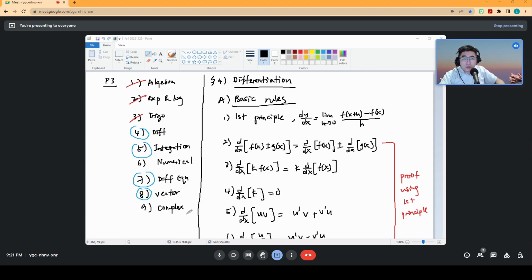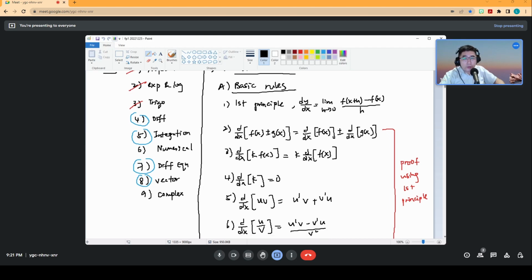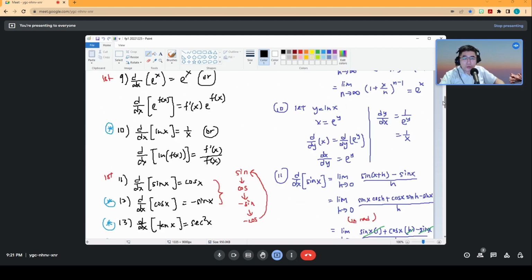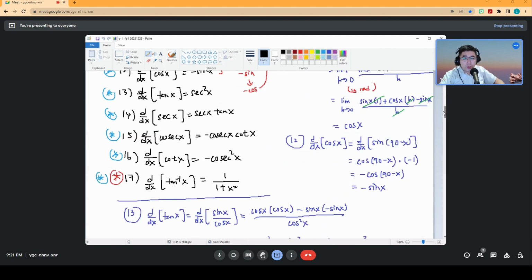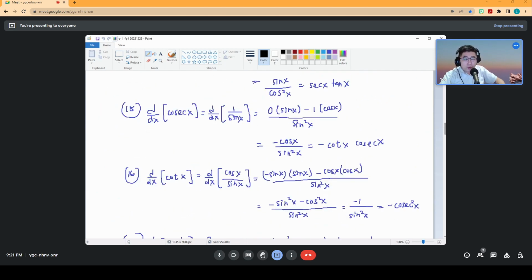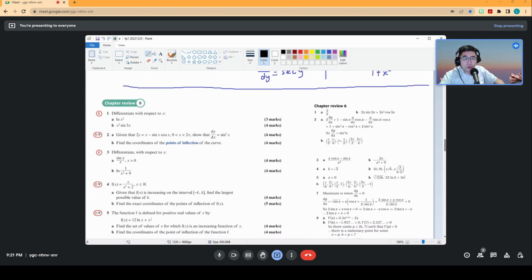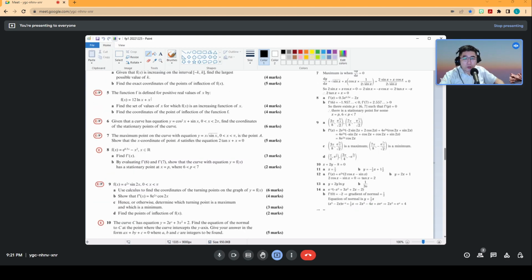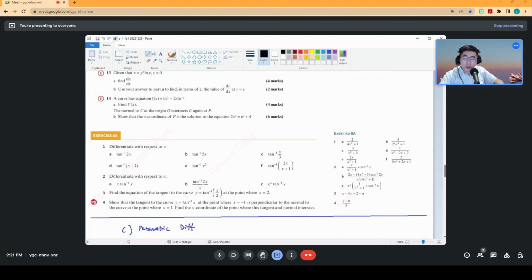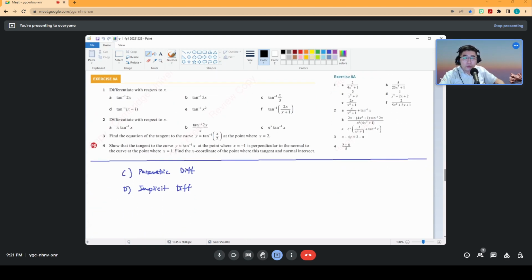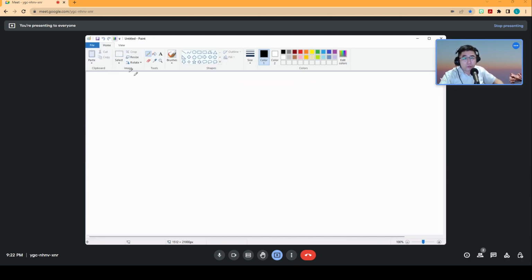Okay, so previously we had chapter 4, where we talked about the basic rules of differentiation. You need to know the rules and you need to know the proofs. Then you do the exercises so that you can actually get used to the rules, together with the exercises here. Now we're going into the next section, parametric differentiation and implicit differentiation.